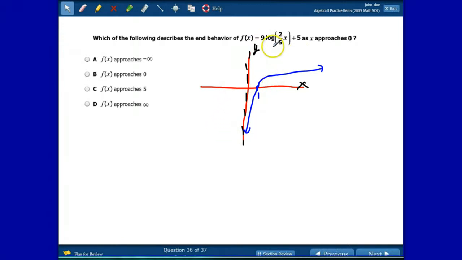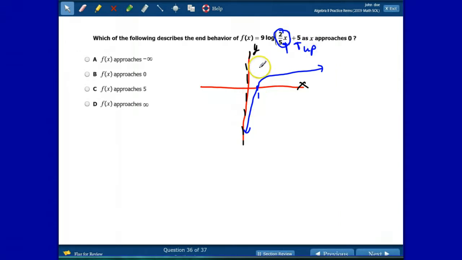All right, so my question is, did I do anything to make this move to the left or to the right? The reason I ask is because the 9 stretches it out a little bit, so it would look skinnier to us. This part moves it left or right, and if you notice, that's still not moving it left or right. There's no plus or minus in there to add or subtract or move it from left to right. So that's not changing it any. And then this part moves the graph up.